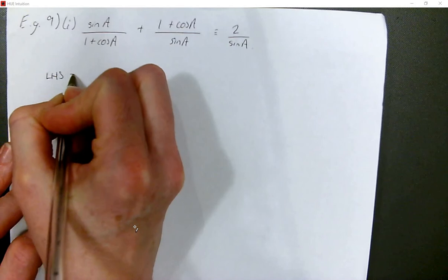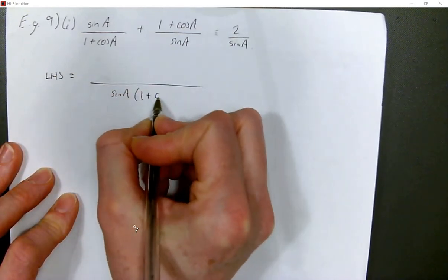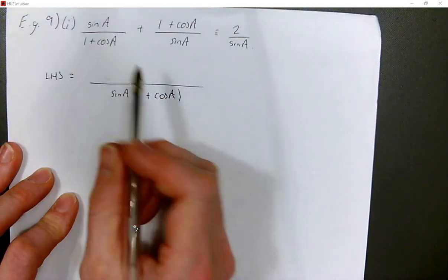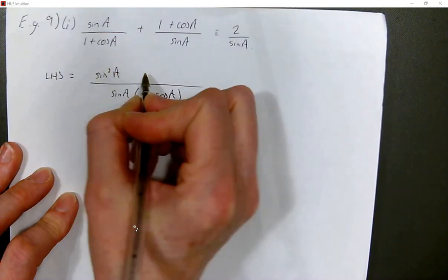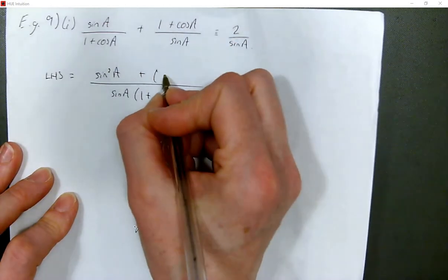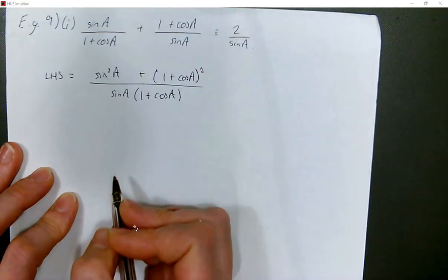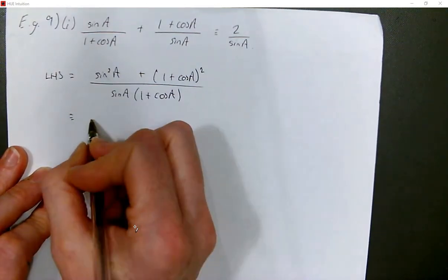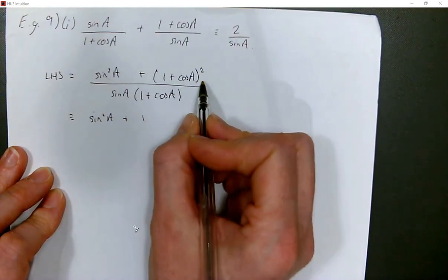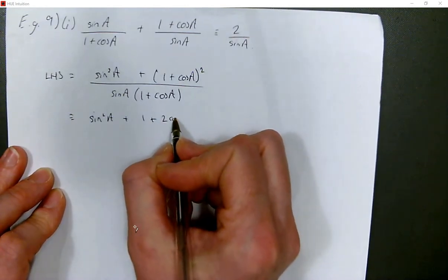So, left hand side. I've multiplied 1 plus cos A by sine A, so I do the same to the numerator. I multiplied the sine A by 1 plus cos A, so I do the same to the numerator. Let's do a bit of tidying on the numerator. So we've got sine squared A plus, and remember, you should probably write out the brackets if you're liable to forget. You get 3 terms from this.